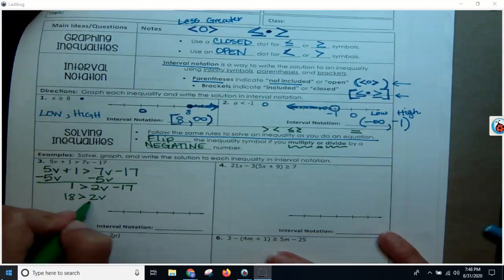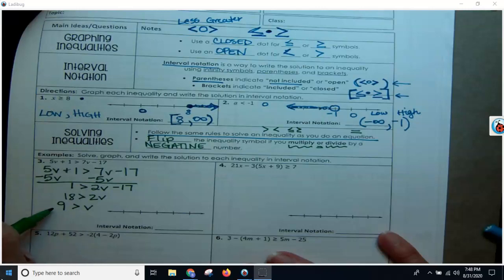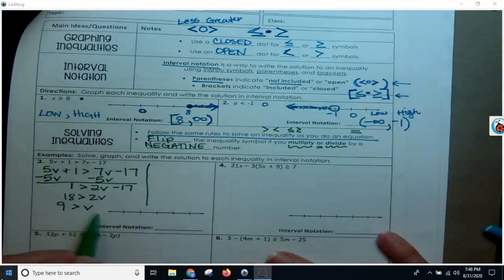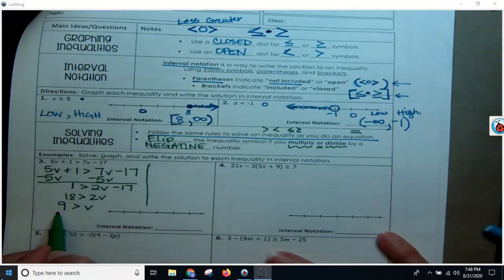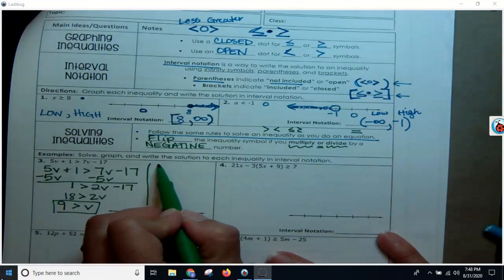Now I'm going to divide by 2 and get 9 is greater than v. Now some people really like to have their variables on the left-hand side. You could do that too. That would work the same. In fact, let's do that because I want to show you why you flip it. So my answer is 9 is greater than v. What if we had done it the opposite way?